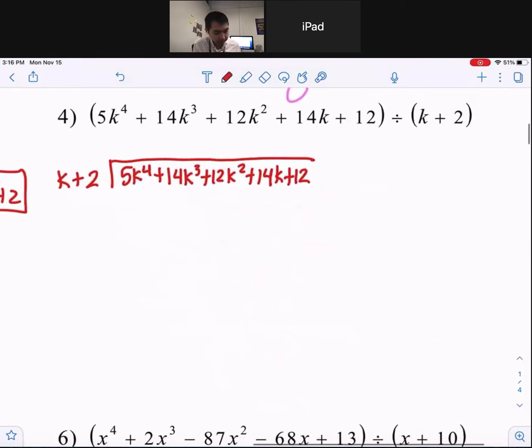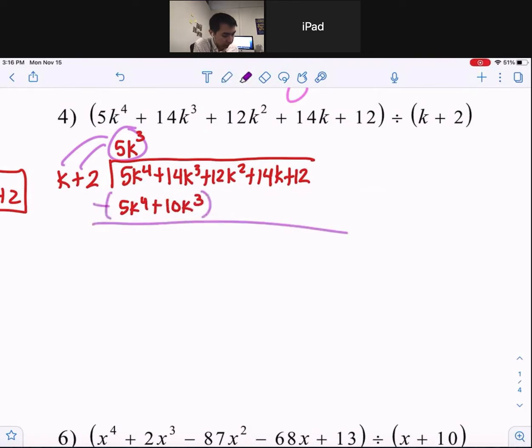Number 4, same deal. What times k is 5k to the fourth, you guys? That's 5k to the third. Distribute this to both of these, you guys. So we get 5k to the fourth plus 10k to the third. We're going to subtract 0, 14 minus 10, you guys. That is 4k to the third. Drop it down, 12k to the second.